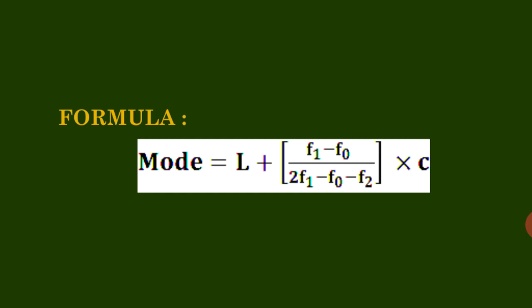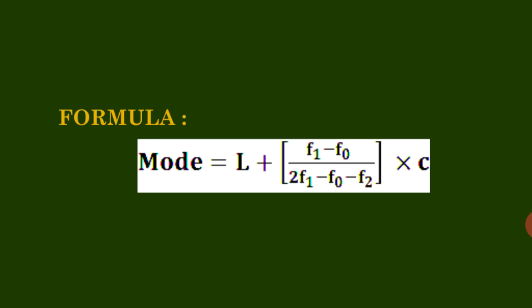Solution. Our mode formula for a continuous series is L plus (F1 minus F0) divided by (2F1 minus F0 minus F2), into C. Here we first calculate F1, because F1 is our mode class. Once you have identified the mode class, you can calculate the L value, F0 value, F2 value and C value. What do you mean by L? L is the lower limit of the mode class.